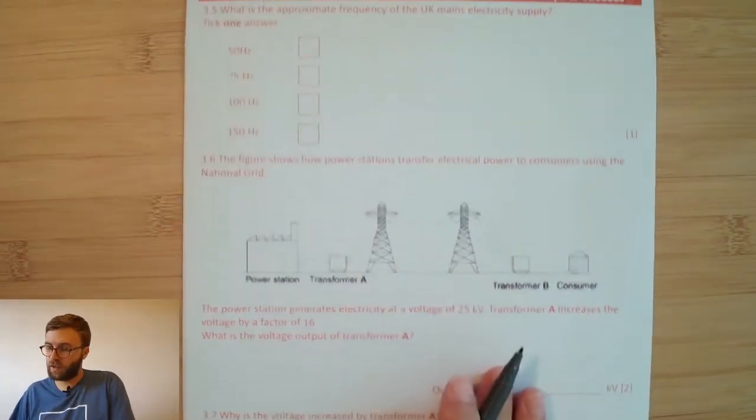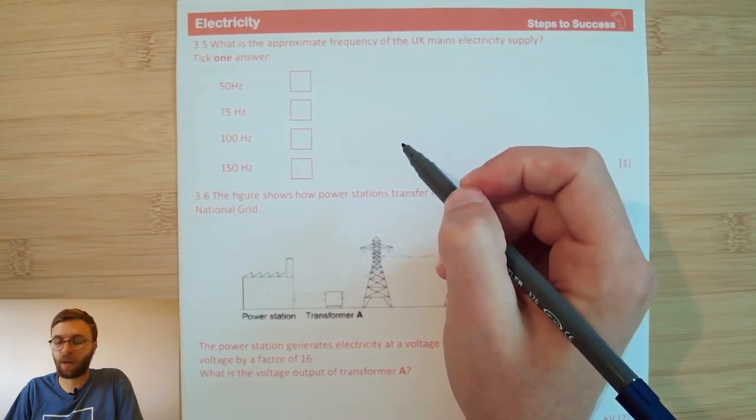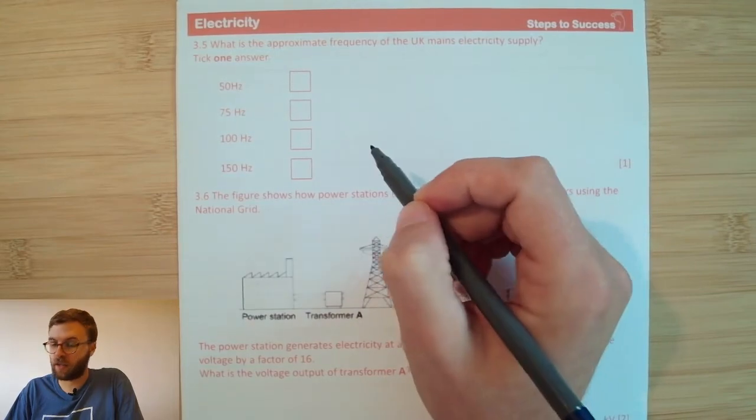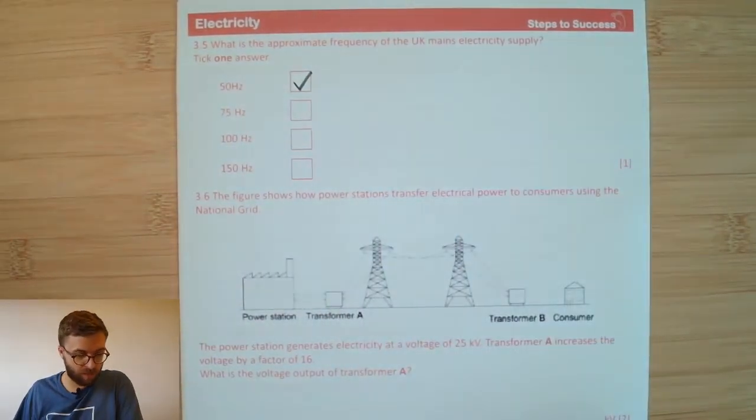Question part 5. What is the approximate frequency of the UK mains electricity supply? Tick one answer. Again, use our knowledge builders. You can find them on our website to learn these answers. The frequency of the UK electricity supply is 50 Hz.